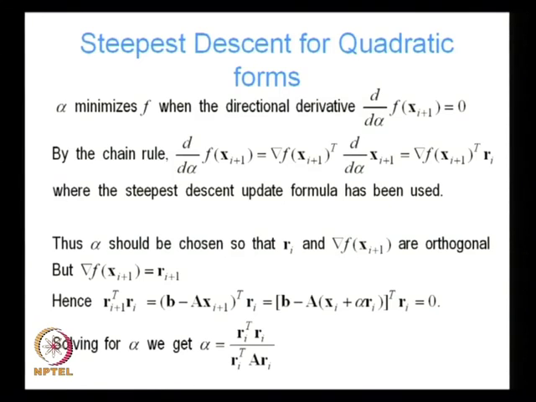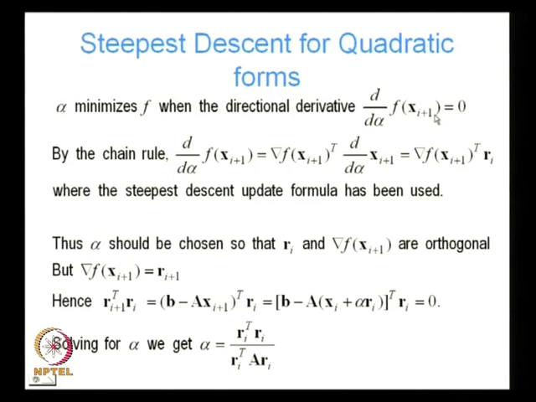So, I am at a certain point and I have a certain function value. I am moving along a certain direction and I only want to move along that direction to that point where I minimize the function value along that direction. So, this is a multidimensional space, and I am taking a line in that multidimensional space. I only want to move to a location along that line where I get a minimum value for my function along that line. So, alpha minimizes f when the directional derivative d d alpha of f of xi plus 1 is equal to 0, right.